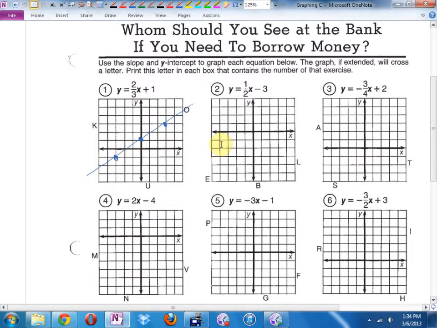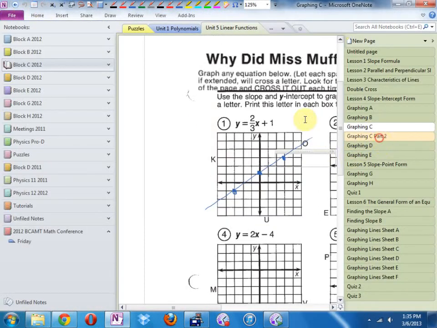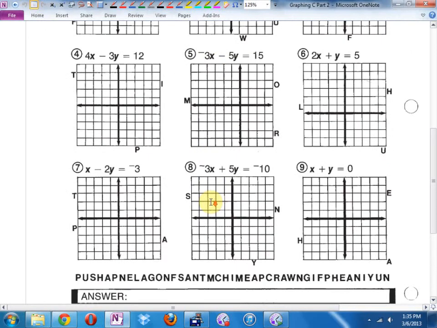Enough of you. That was the one: who should you see at the bank if you need to borrow money? The Lone Ranger, I think, is the dumb punchline there. And the back page was, why did Miss Muffet need a road map? I'm going to guess she'd lost her way, spelt W-H-E-Y, like Little Miss Muffet, the dumb nursery rhyme. Is that right? Or she couldn't find her way? What was it? She lost her way?